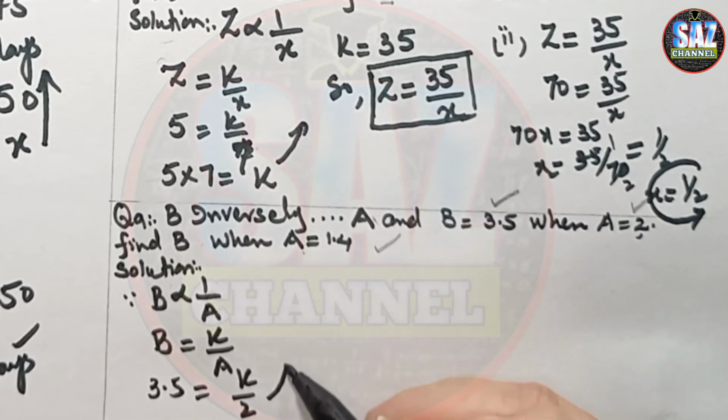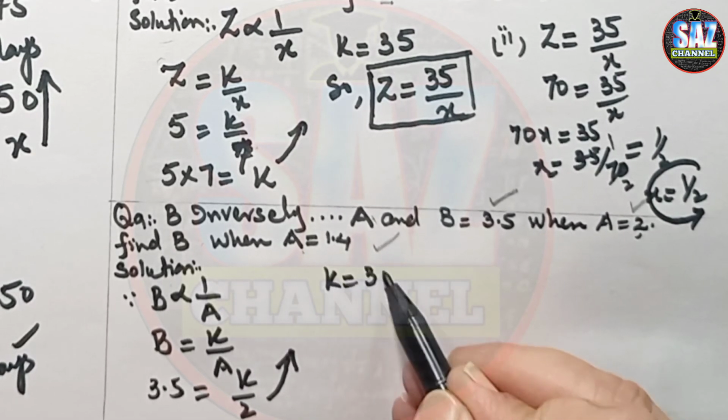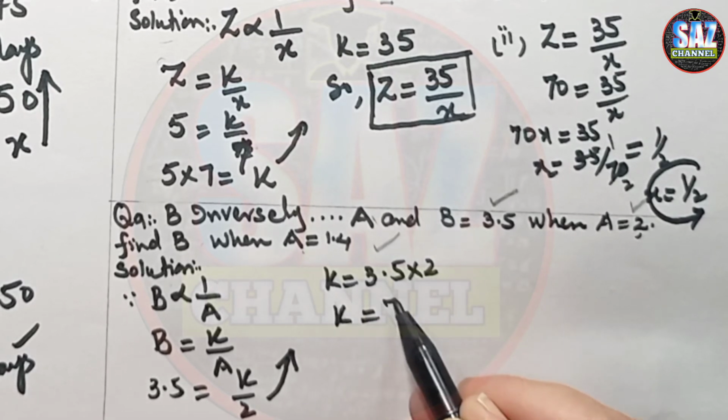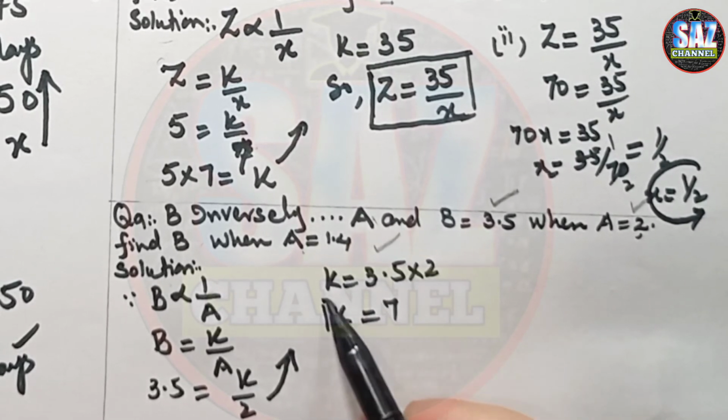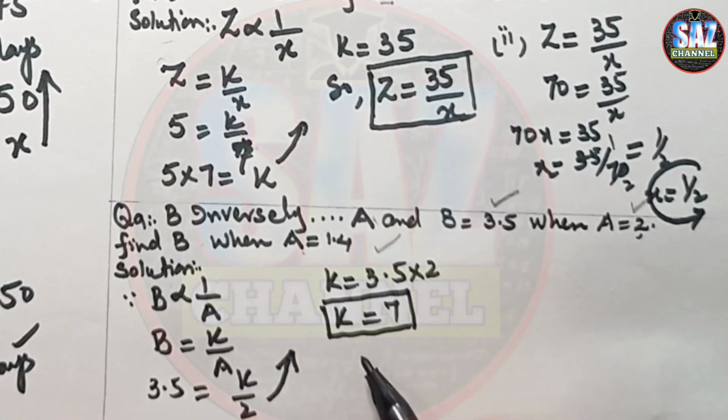Now let me move to this side. k will be equal to 3.5 multiplied by 2, or k equals 7. This is the value of the constant. Block the answer and now instead of k replace 7. So my equation will take the form b equals 7 by a. This is the equation that is connecting b with a.